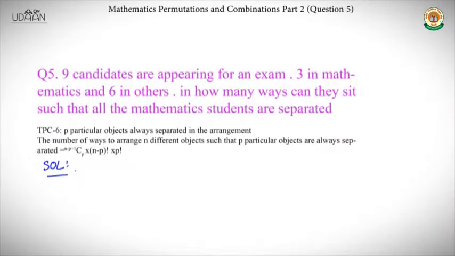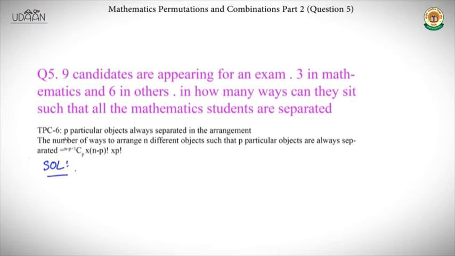So now we move to question number 5. Nine candidates are appearing for an exam, 3 are appearing in mathematics, 6 in others. In how many ways can they sit such that all the mathematics students are separated? So now we move to the next class of problems, which says that some particular objects should always be separated in the selection. For the solution of this question, let's see TPC 6.